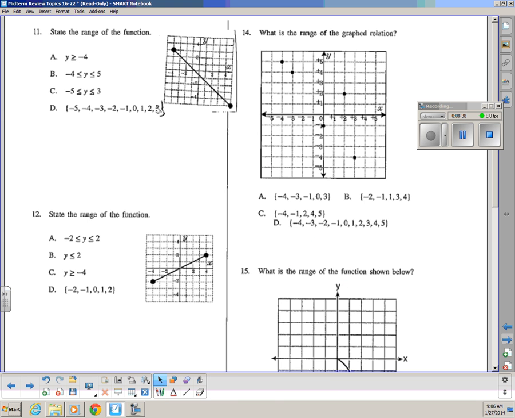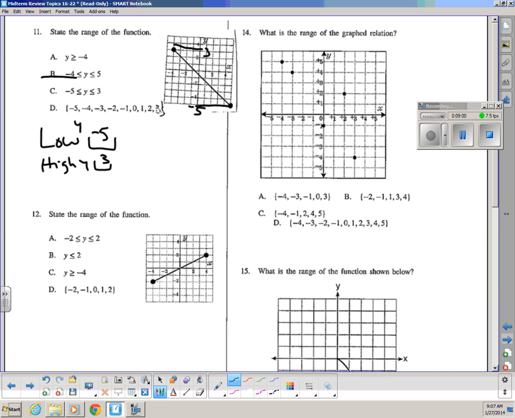Number 11 says state the range of a similar function. Again, I'm going to try this a little differently. I'm going to look for my low y and my high y. Low y is down here at negative 5. High y is up here at positive 3. And again, don't get fooled by choice D here. We don't have just a bunch of points. We have a connected line segment. So you need to include all numbers between negative 5 and 3.